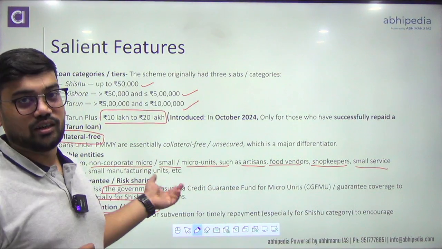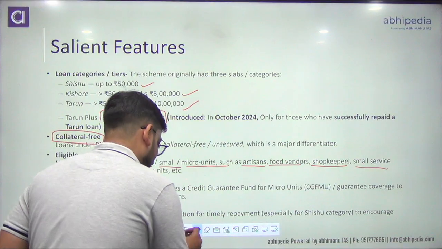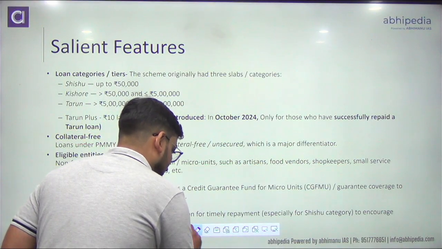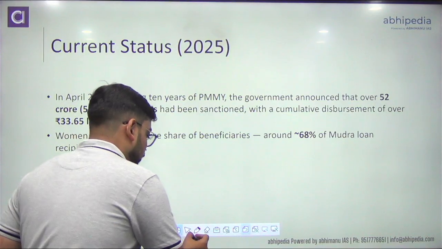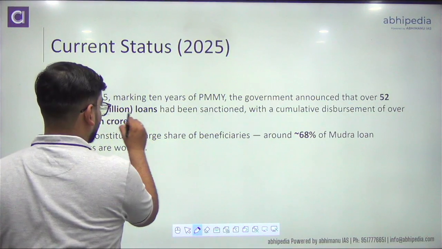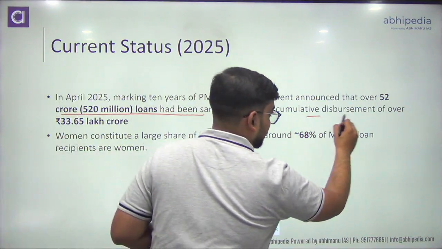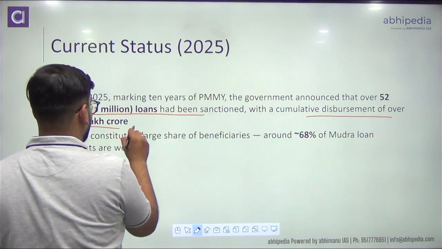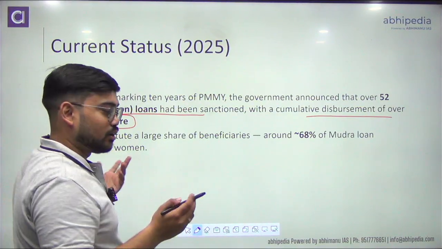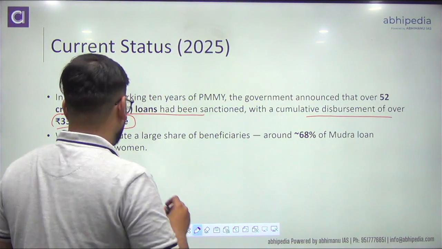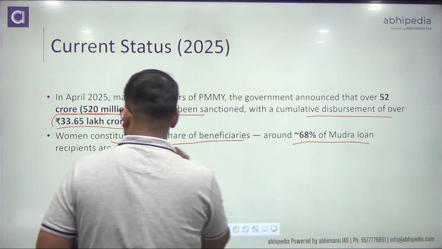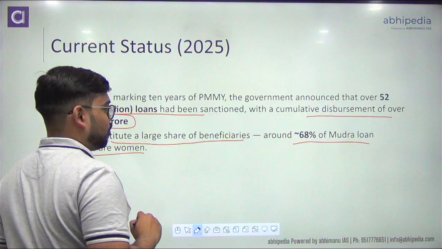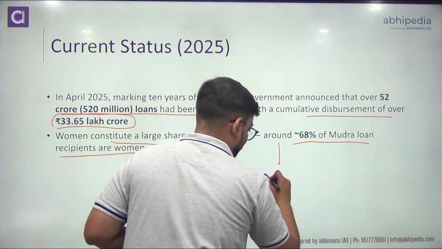Let's understand its current status in 2025. As of 2025, more than 52 crore loans have been sanctioned with a cumulative disbursement of over 33.65 lakh crore rupees, a big number, right? Also, another important feature is that women constitute a large share of beneficiaries. That is, 60% of Mudra loans have been received by women. So, kudos to women empowerment. Hai na?